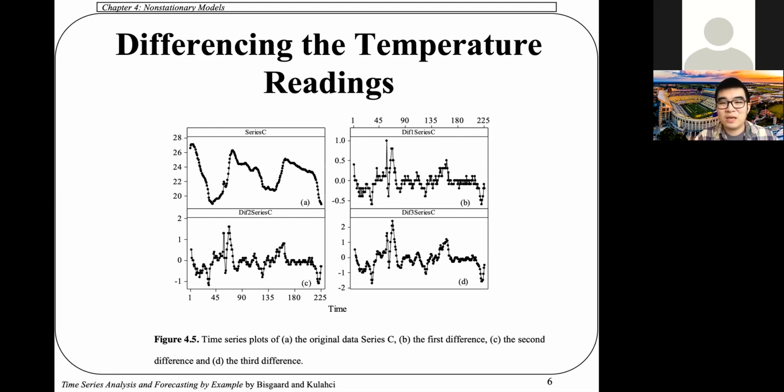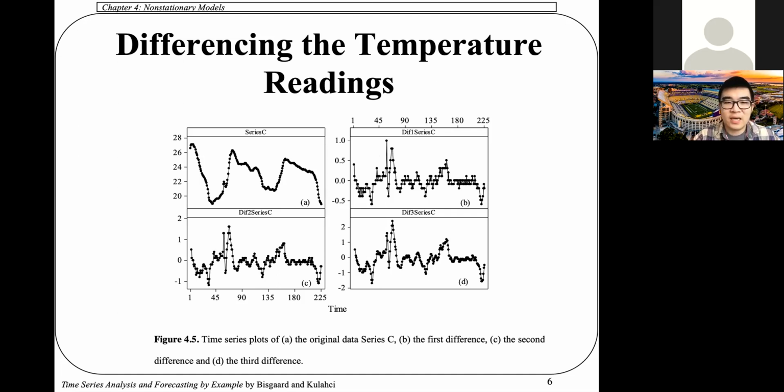And as I said, for now, we still see some heteroscedasticity in the data for the first, second, and third differencing. But for now, let's just ignore the heteroscedasticity and focus on the mean of this data. As you can see, the mean of the first, second, and third differencing are pretty constant. So that means that we may achieve stationarity in the sense of a constant mean.